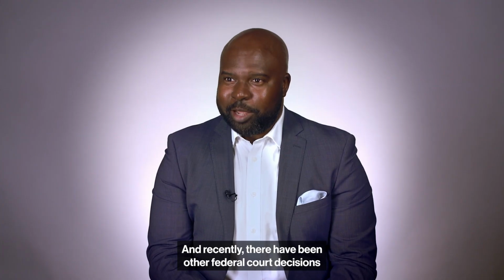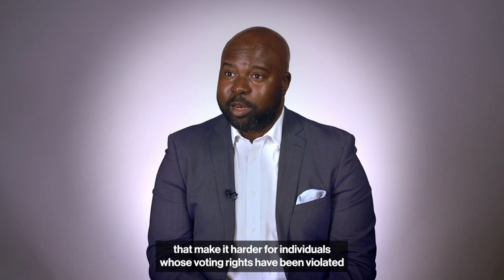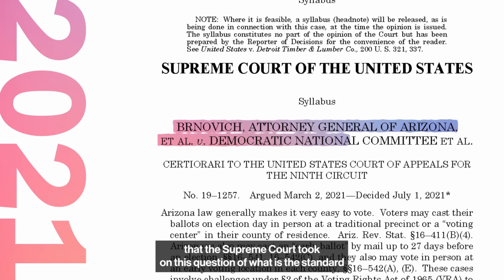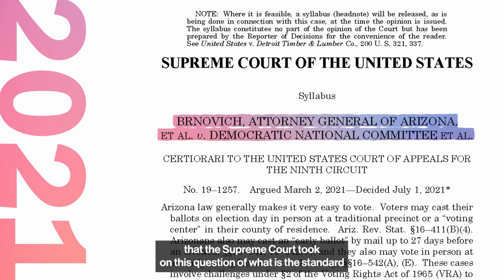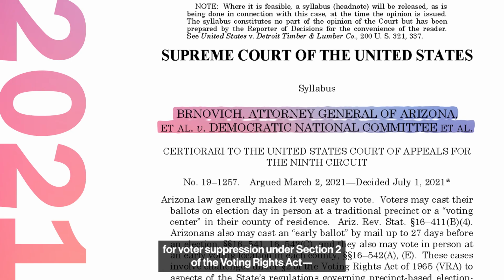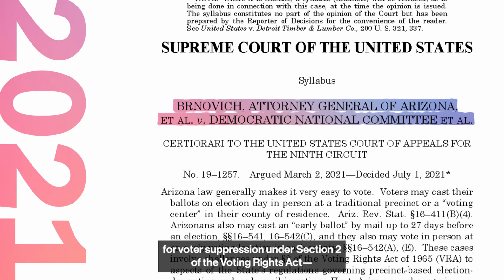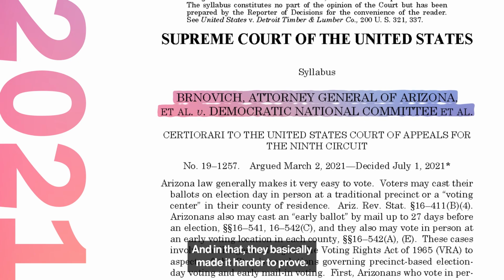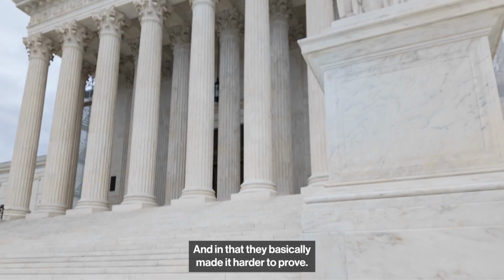And recently, there have been other federal court decisions that make it harder for individuals whose voting rights have been violated to fight back. In 2021, we had the first case that the Supreme Court took on this question of what is the standard for voter suppression under Section 2 of the Voting Rights Act. Section 2 being the section that applies to the entire country. And in that, they basically made it harder to prove.